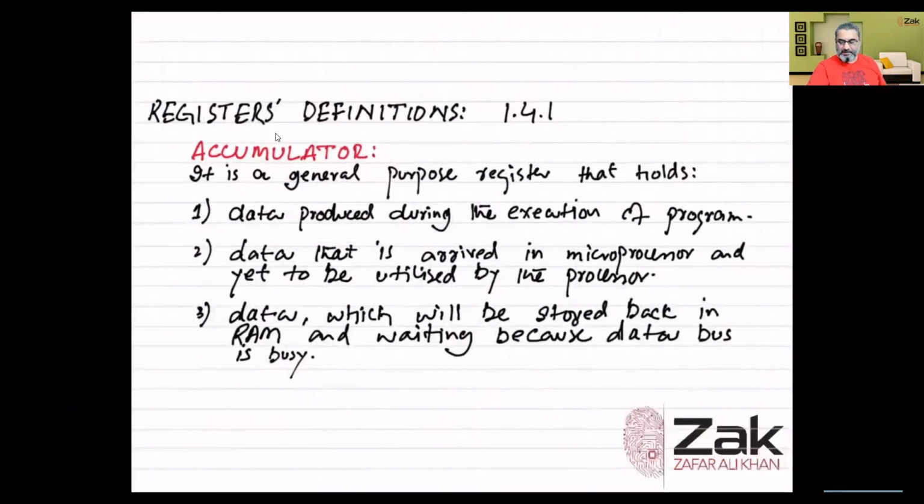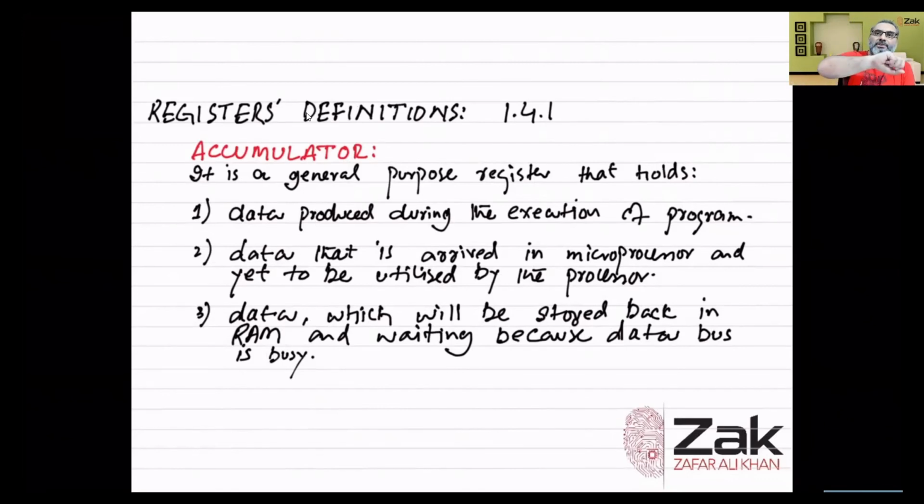Now, registers. Accumulator. I told you that it is a general purpose register that holds the data produced during the execution of the program, the data that has arrived in the microprocessor and is yet to be utilized by the microprocessor, data, not the instruction. Data which will be stored back in the RAM and is waiting because the address bus is busy. Now there is one important thing that I need to talk about. If MDR, memory data register, has got instruction in it, then that instruction would go to CIR. But what if it gets data in it? Then that data will be transferred to accumulator.